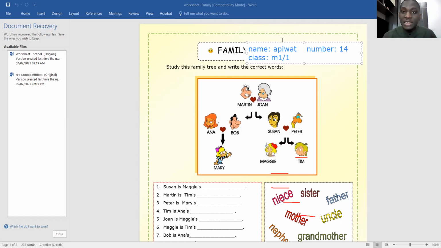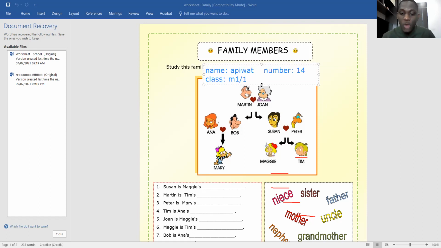If you finish writing the family member tree, I will give you 10 points. Wow, 10 points, okay? 10 points.